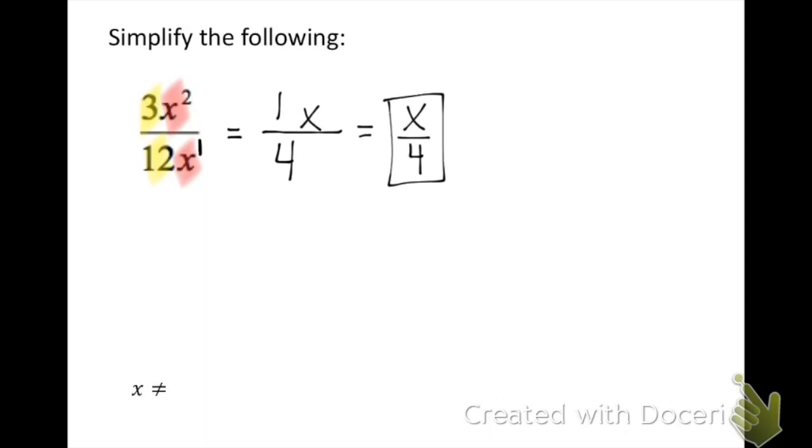Now something to note here is that x can't be 0. The reason it can't be 0 is because if I put 0 in here for x, I would have a 0 in my denominator, and then I would have an undefined situation, because you can't divide by 0.